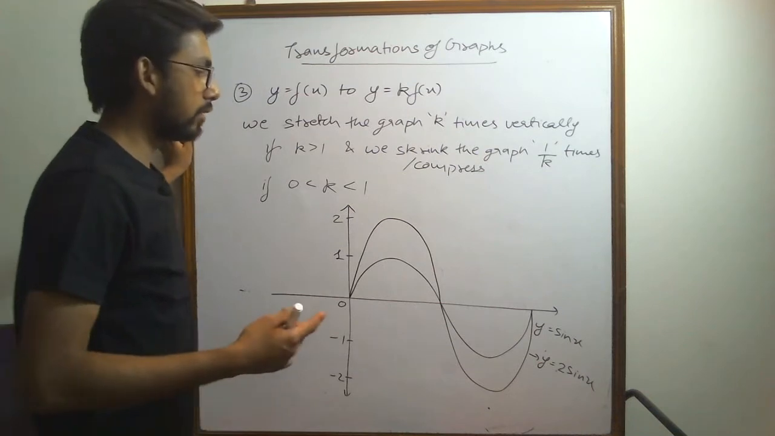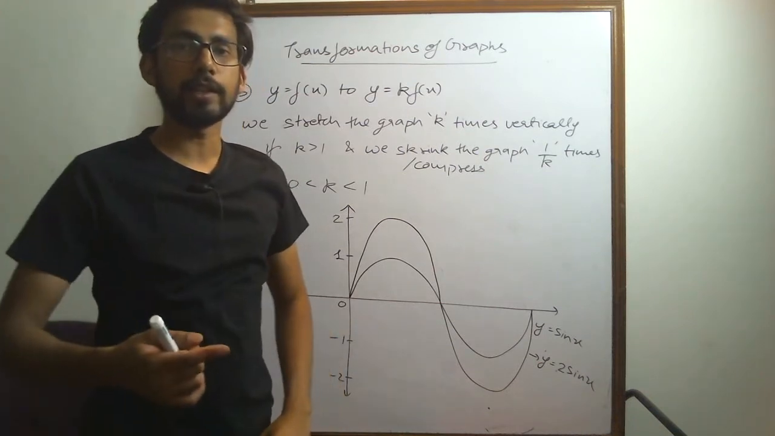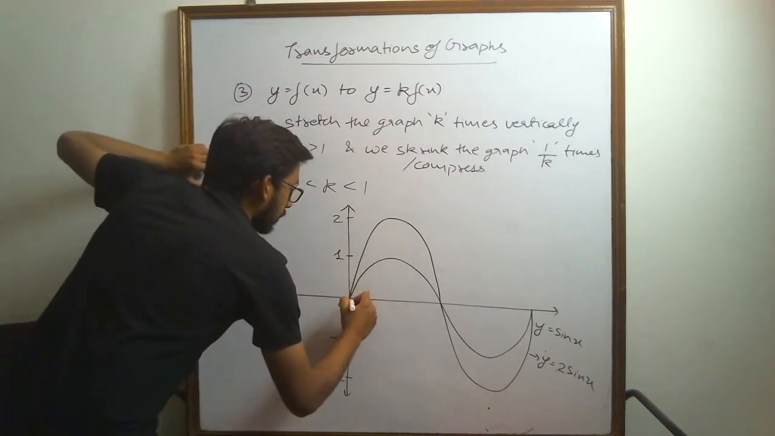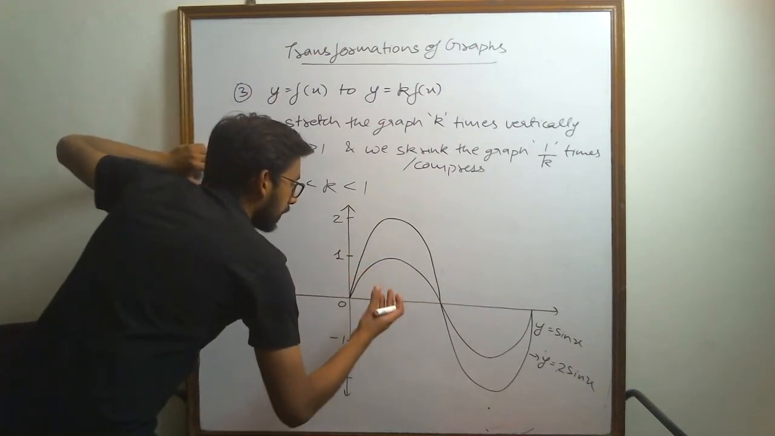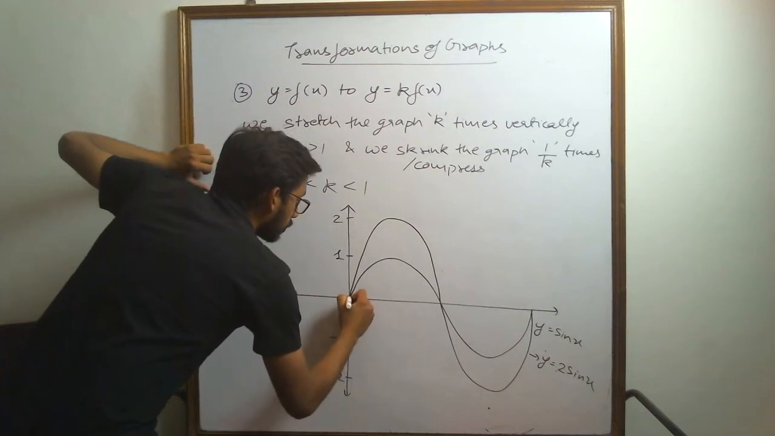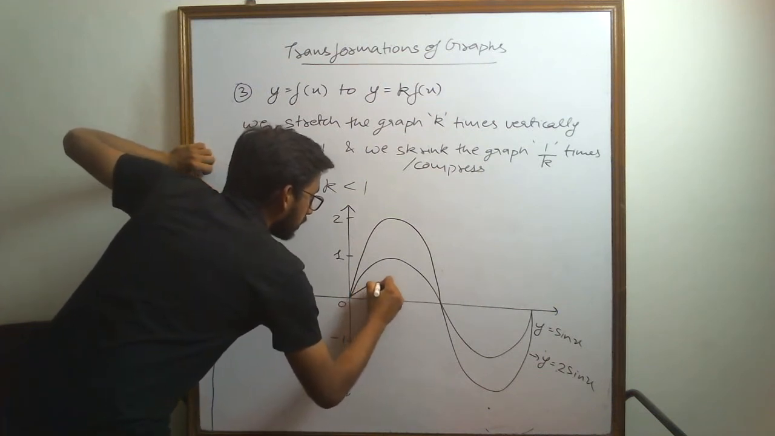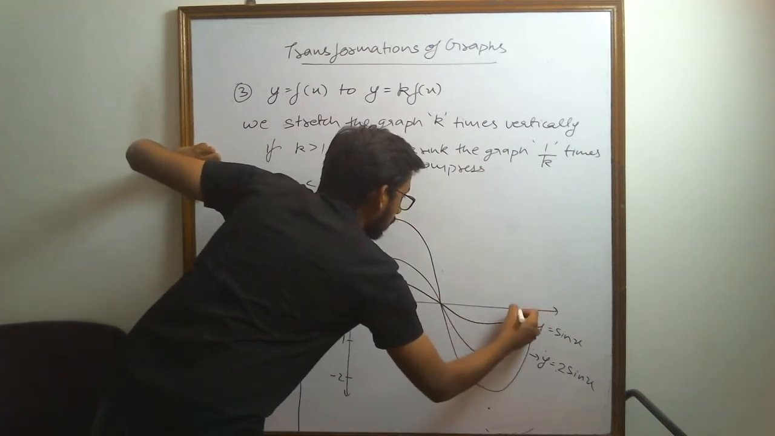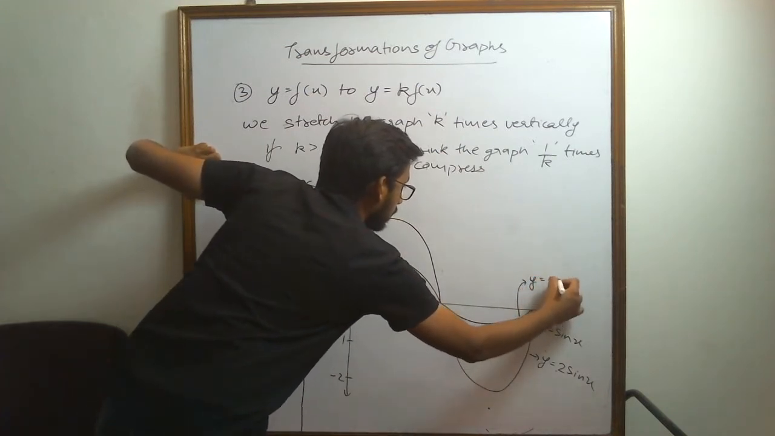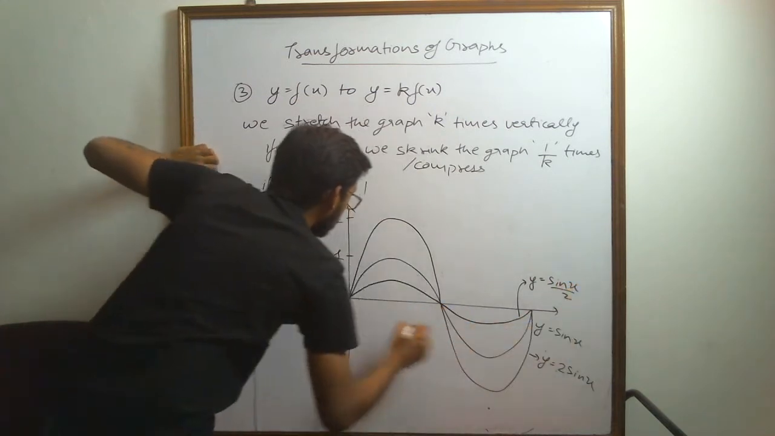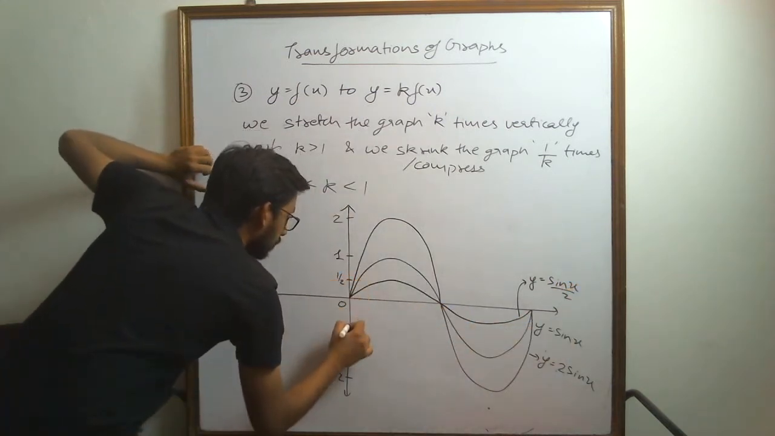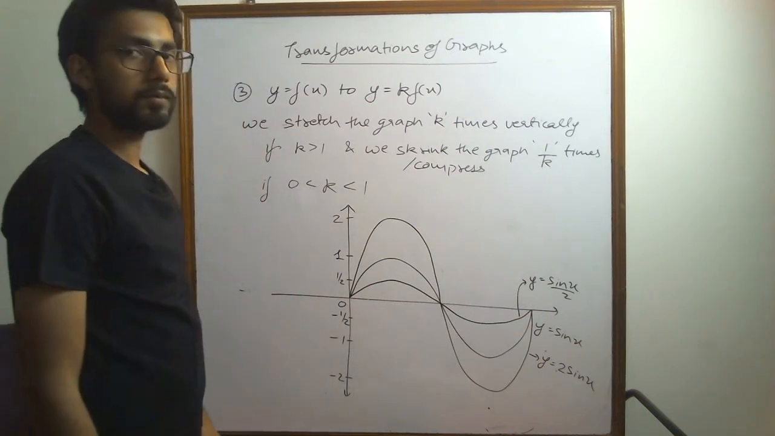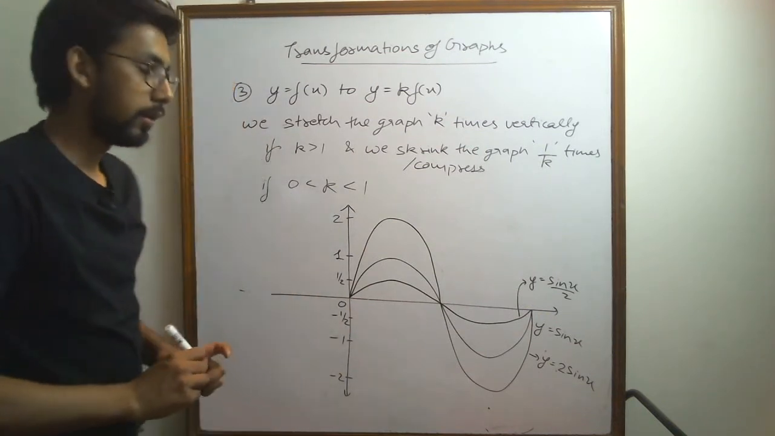Now if I want to make the graph of y is equal to sin x upon 2, then we will shrink the graph 2 times because we are multiplying the function by 1 by 2. So we will shrink the graph 2 times, and this will be the graph of y is equal to sin x upon 2. The maximum will be 1 by 2, and the minimum value will be minus 1 by 2. Next transformation.